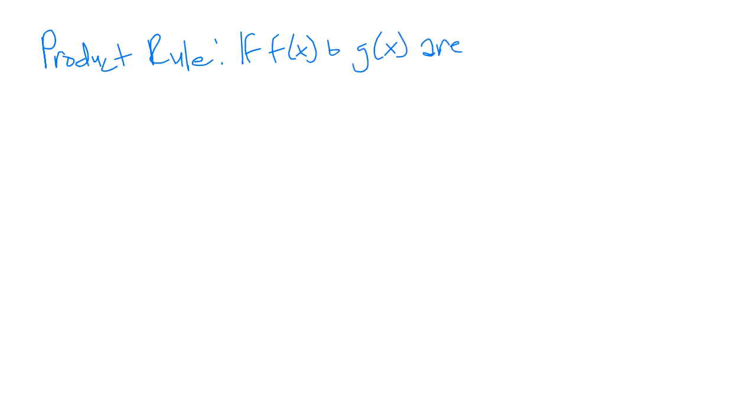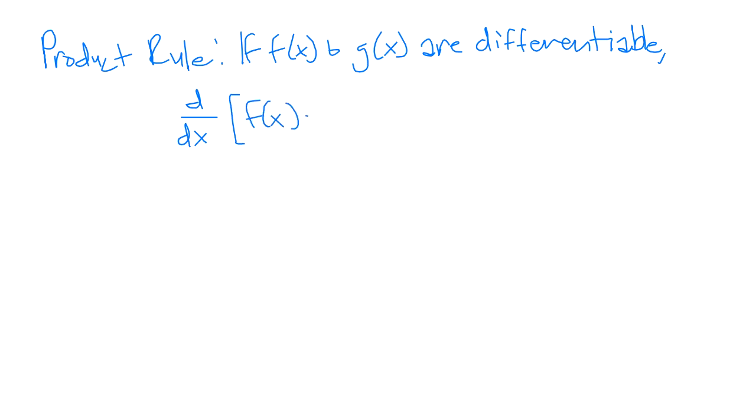So our product rule states that if we have two functions, f of x and g of x, if they are both differentiable, then the derivative of the product of f of x and g of x is going to equal our initial function f times the derivative of our g function plus our g function times the derivative of f.